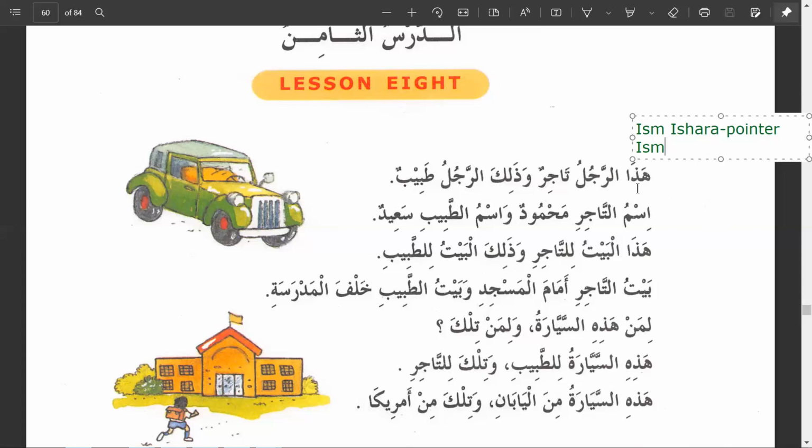Okay, hold on. Let me tell you that the ism that follows isma ishara is known as badal. We call this ism badal. The ism which starts with al and is following the ism ishara, just after ism ishara, we have an ism with al. This ism is called badal.